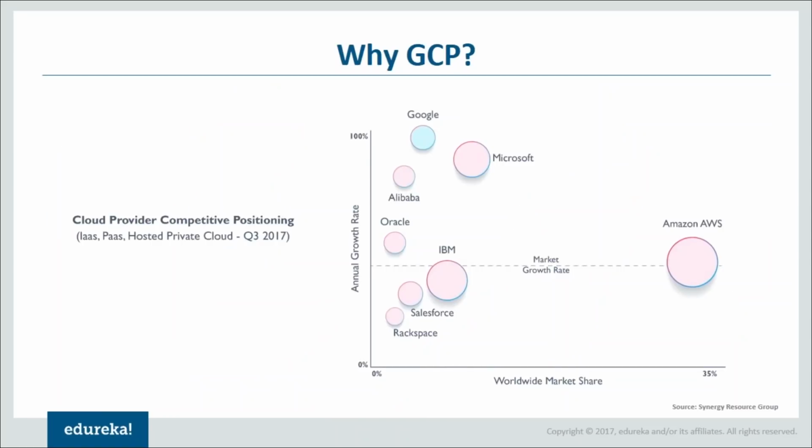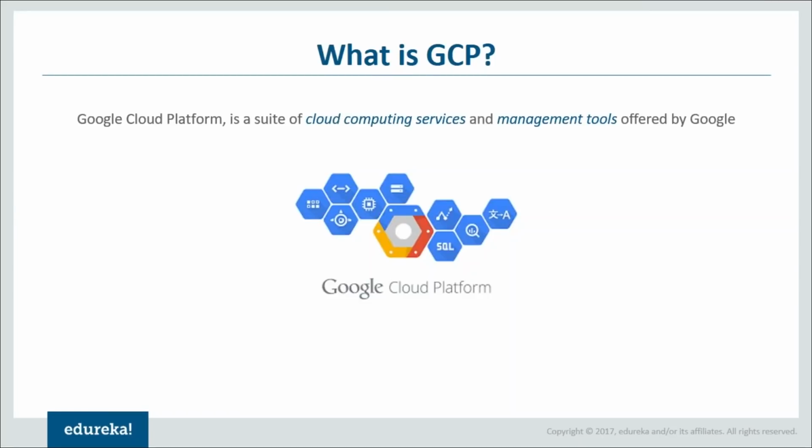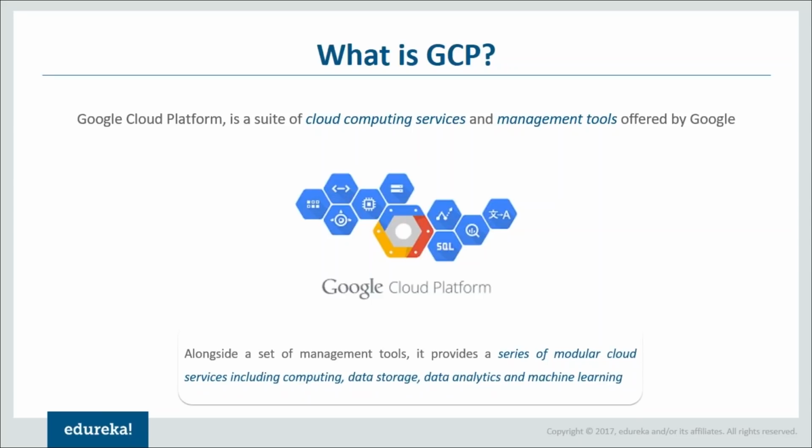So here we can see that Google has the highest growth rate and is increasing rapidly as compared to the other cloud providers. Now let's understand what is Google Cloud Platform and what are the various services provided by it. Google Cloud Platform is a suite of cloud computing services and management tools offered by Google. Alongside a set of management tools, it provides a series of modular cloud services including computing, data storage, data analytics, and machine learning.